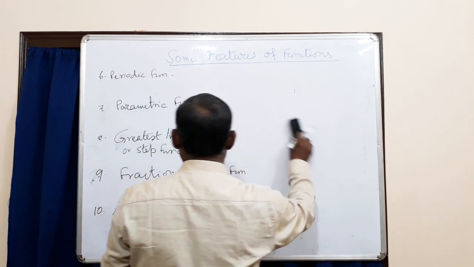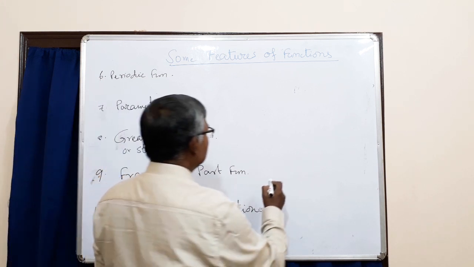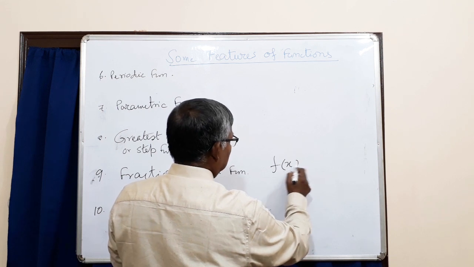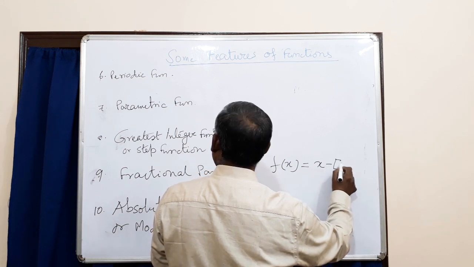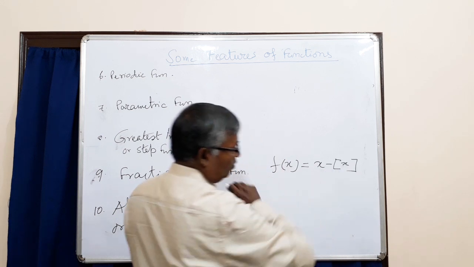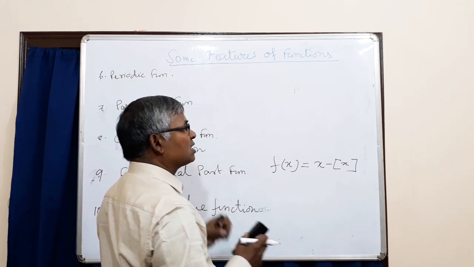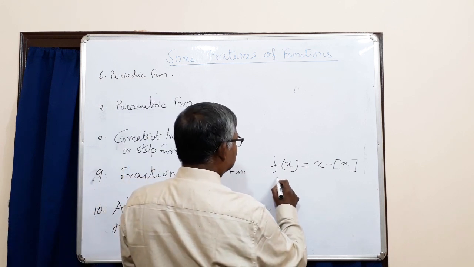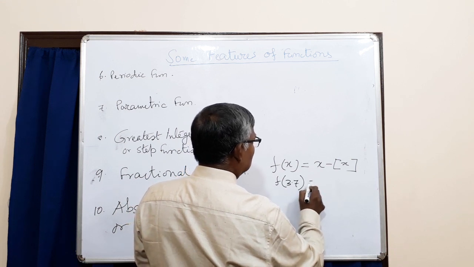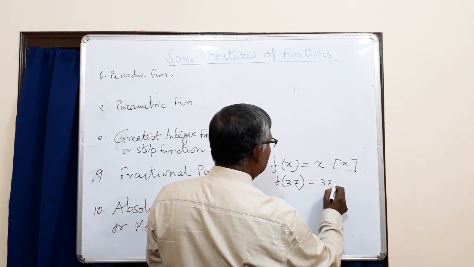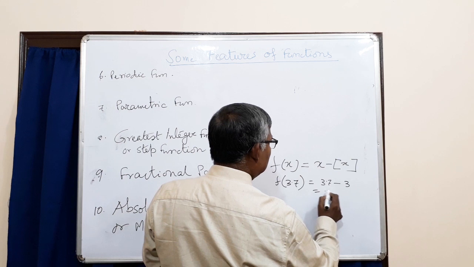Now let us consider another type of function, the fractional part function. What is this? This type of function is written as f x equals x minus the greatest integer of x. This type of function is called the fractional part function. If you take 3.7, it will be 3.7 minus 3, that is 0.7.